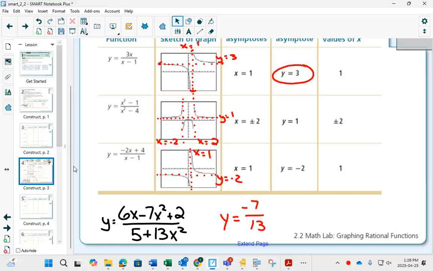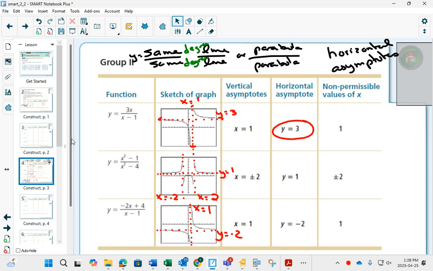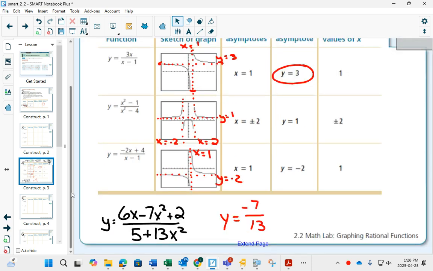Okay. So in the last one, well, there's a negative 7 in front of the x squared, and there's a 13 in front of the x squared. That's the highest degree, right? If it's same degree over same degree, you look at the highest one. So for x squared, you just look at the numbers in front of x squared. If they were a line over a line, like the first one, you look at the number in front of x and the number in front of x. You see that you would have 3 over 1, which you just have to write as 3.